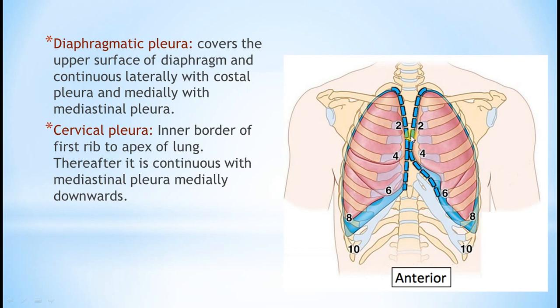Okay, now if you look here, this reflection behind the sternum at the level of the sternal angle where the second rib articulates.